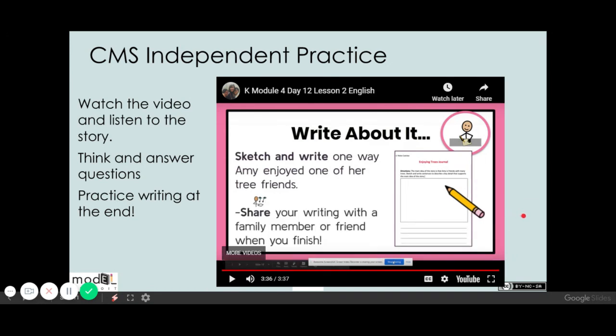All right, so now it's your turn to do this on your own. If you don't have a note catcher, that's okay. You can just use your paper and write one way that Amy enjoyed one of her tree friends and show the picture that matches your sentence. All right, I can't wait to see your sentences and pictures.